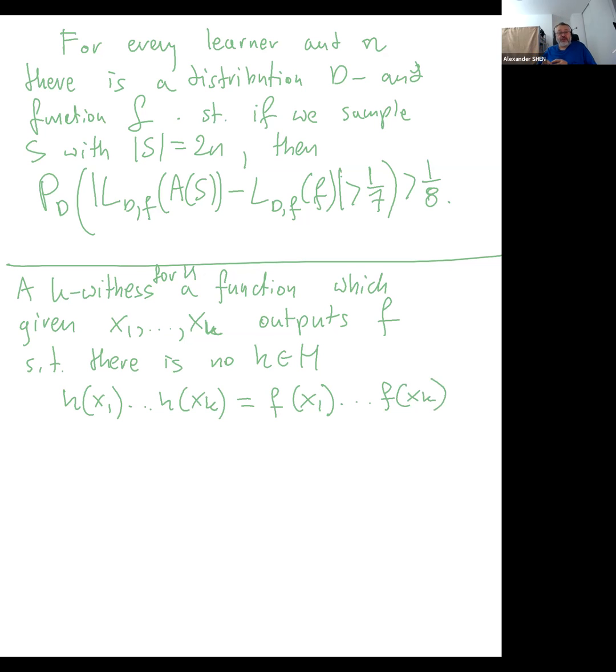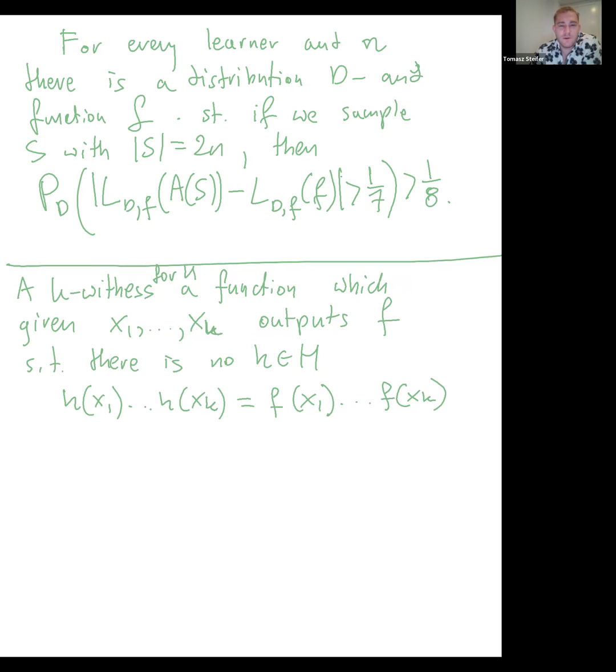So the dimension is less than k. This means that for every k points, there exists some impossible combination of values. And now we require this impossible combination of values to be explicitly given. Yes. So we will, of course, be interested in computable k-witnesses.